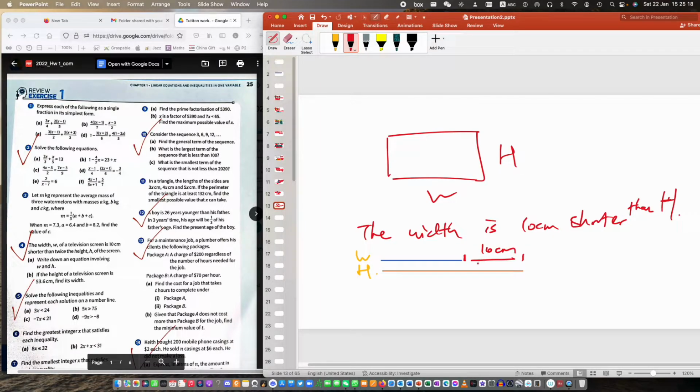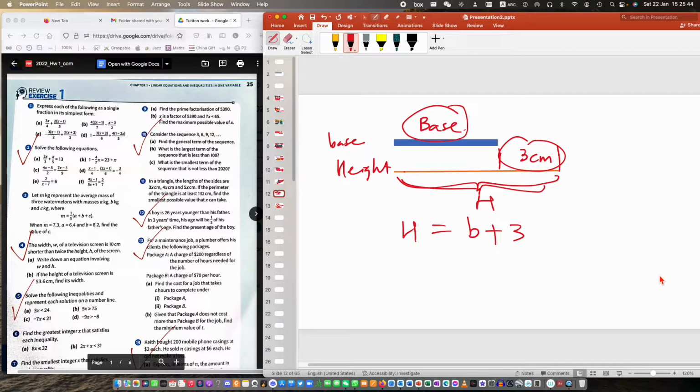So that means if this is the H, so H is equal to the blue one, which is the width, plus or minus? Plus. Plus 10 cm, right? So does it make sense? That's how you form the equation next time. So if I go back to the question, just now it says H is longer than the base. Longer by how much? 3 cm, right? So that's why I form this equation.